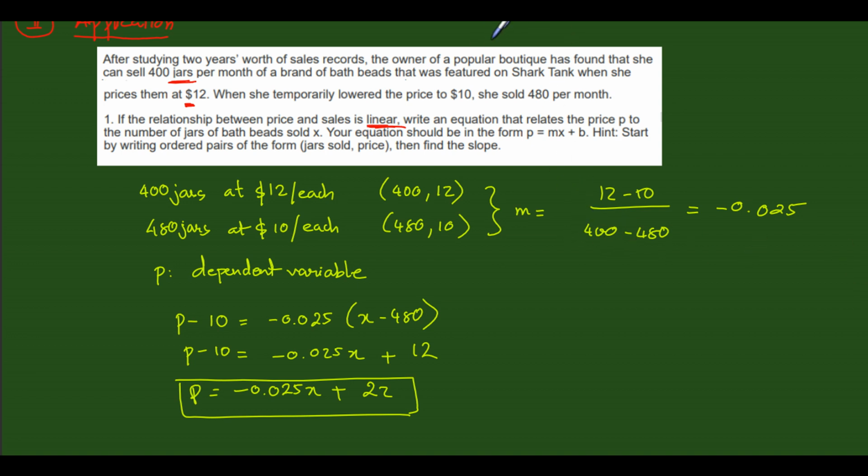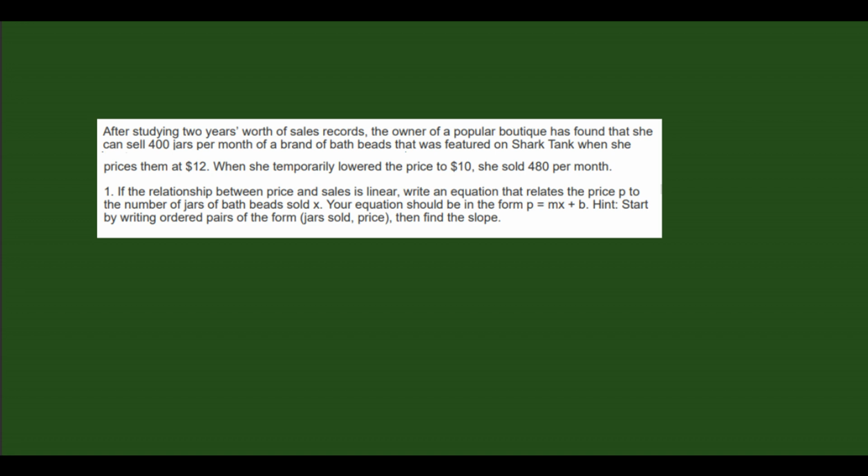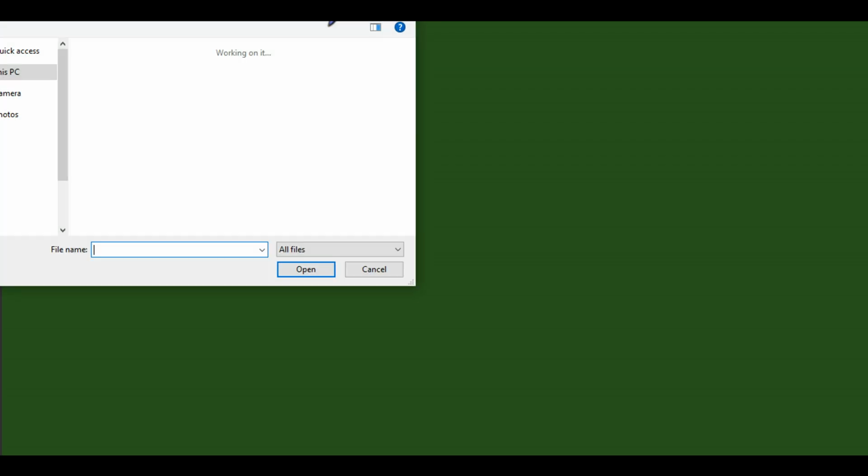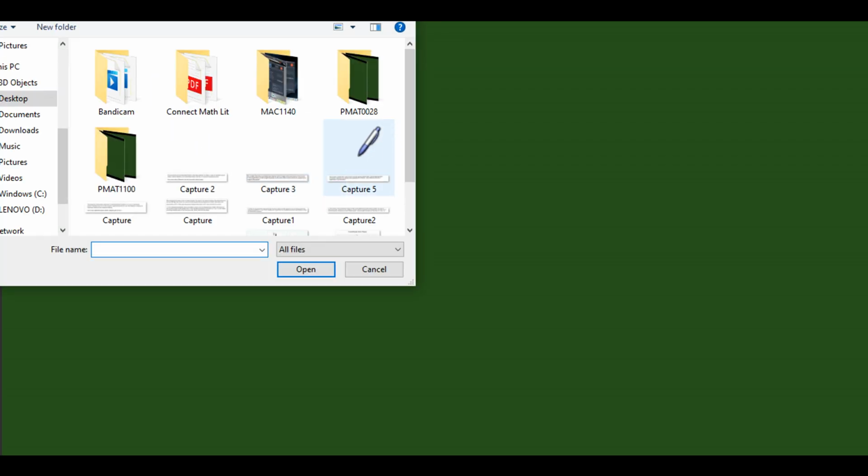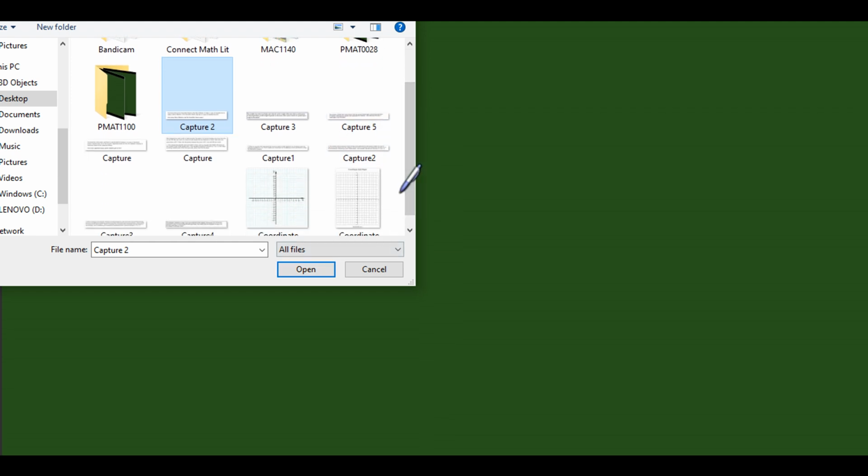For question 2, let me see. I can pull up question 2. I don't know which one it actually is. This capture of question 2 should look like this one. Maybe this one.